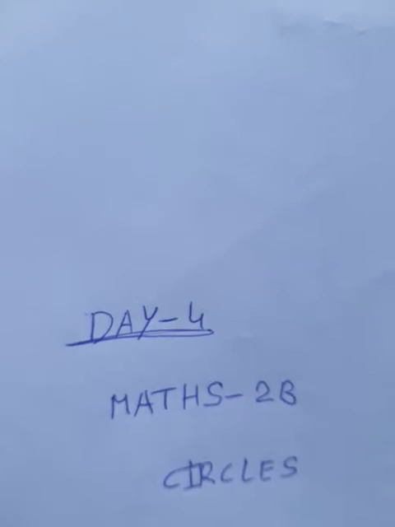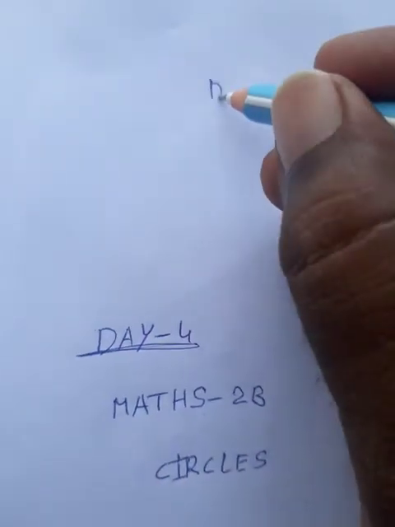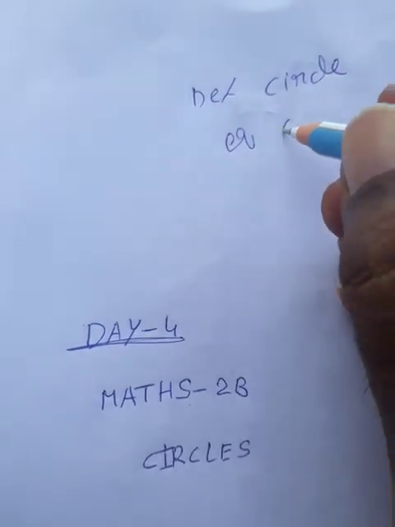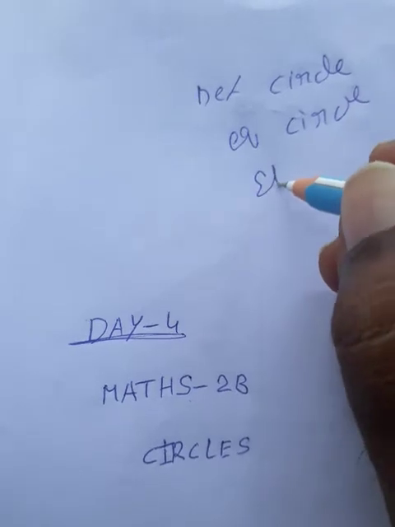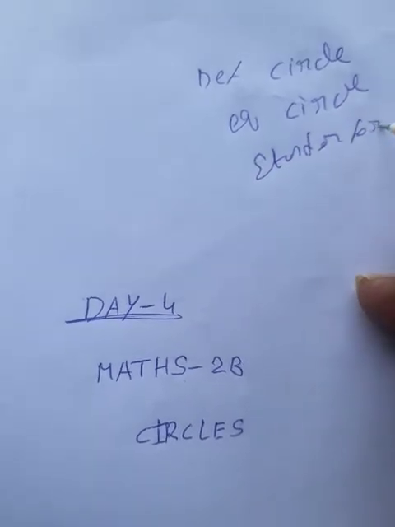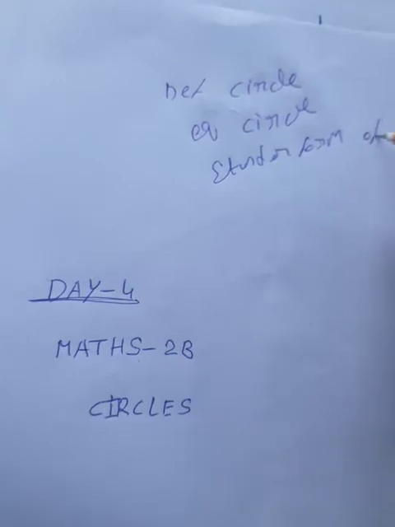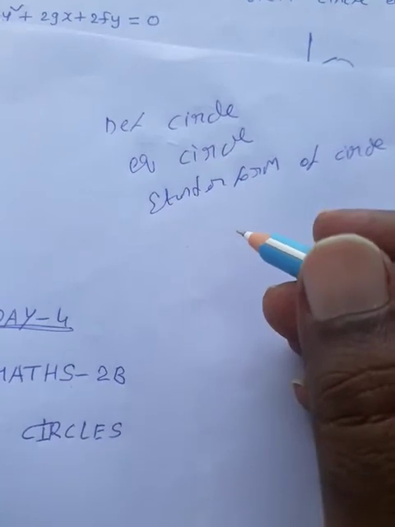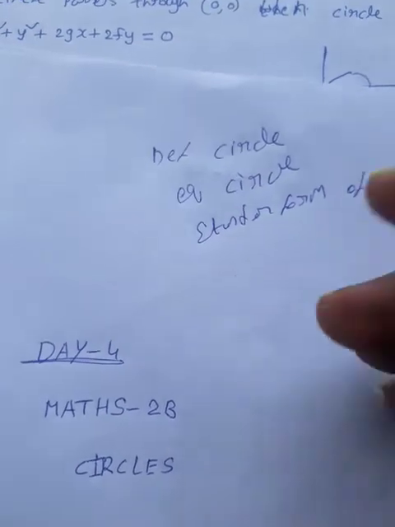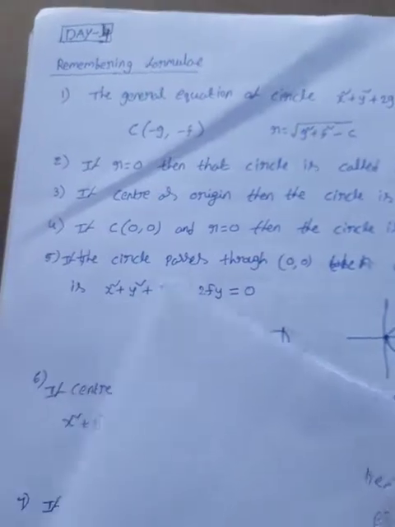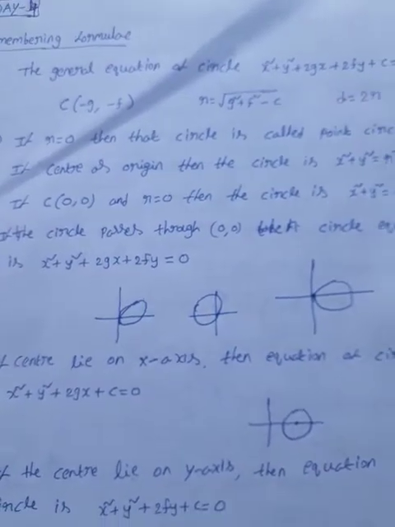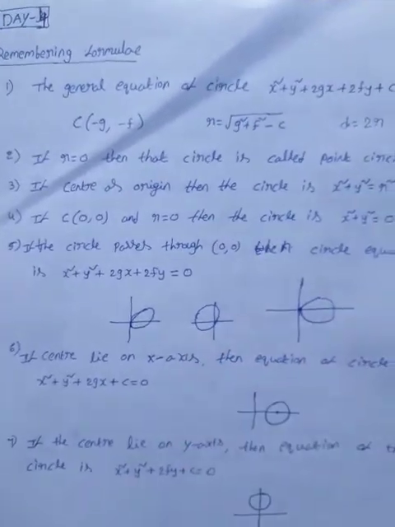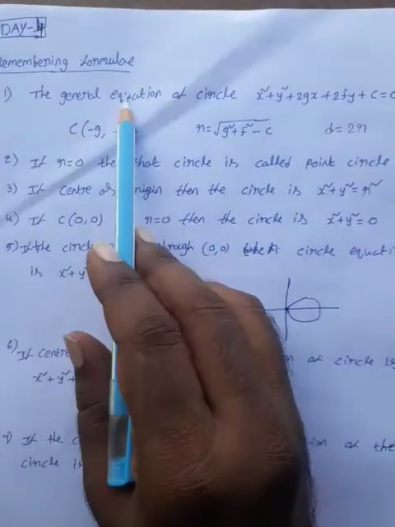In the last class we discussed the definition of a circle, the equation of a circle, the standard form of a circle, and the conditions under which a second degree equation represents a circle. In this class we discuss some circle equations, written as formulas to remember.